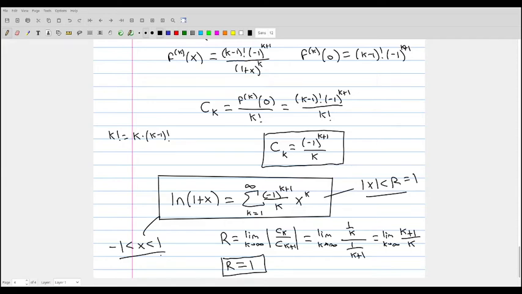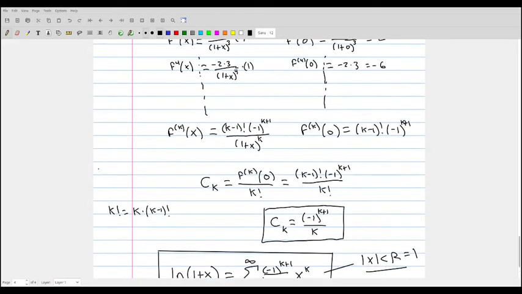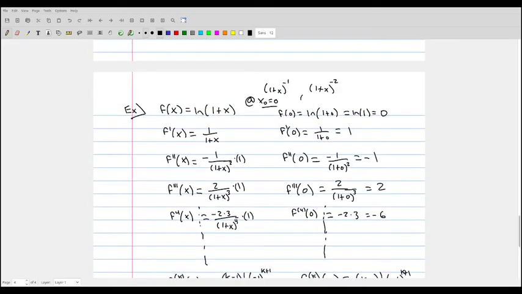So this is a good example because it shows that you don't always have an infinite radius of convergence. You have to be very careful when using a Taylor series that you're actually using it inside the radius of convergence, because if you're not, you could be trying to use something that's mathematically incorrect.